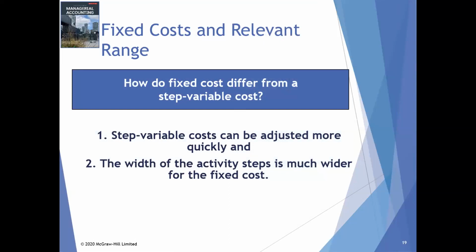Okay. Now fixed cost and relevant range. How is fixed cost different from step variable cost? So step variable cost is also there. Step variable cost can be adjusted more quickly, and the width of the activity steps is much wider for the fixed cost. So what is the meaning of this?